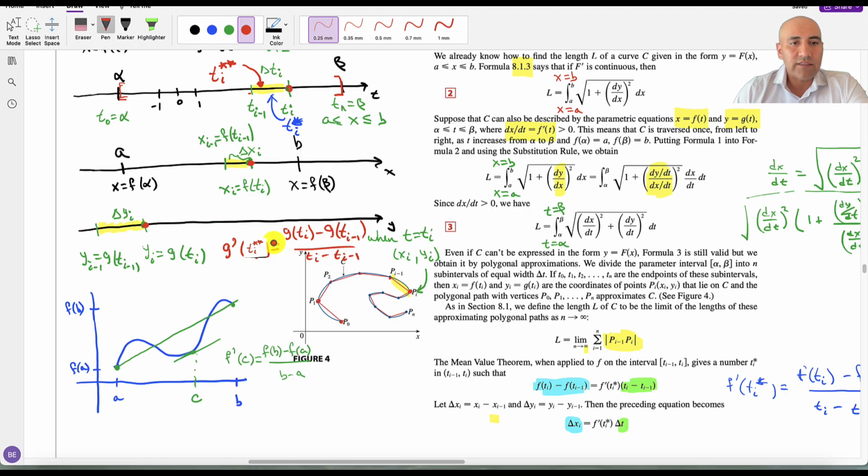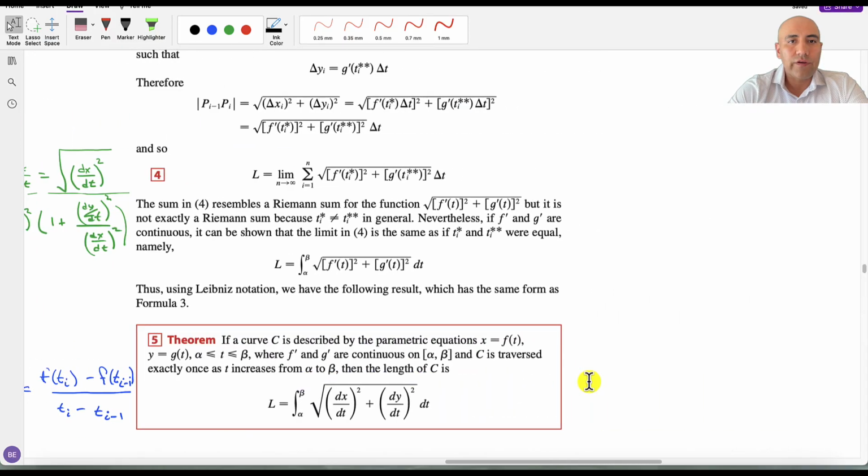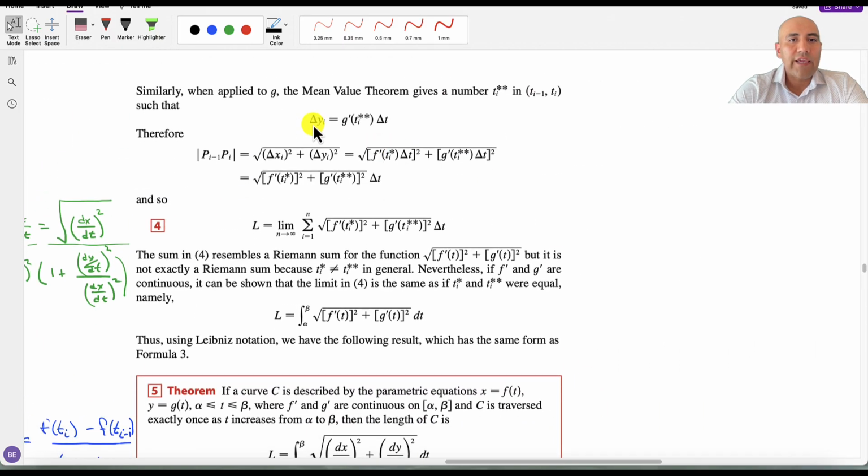Good, I know it's getting really messy here, so let's squeeze this over here. g prime of t sub i double star is equal to the change in y sub i divided by the change in t. And we already have this guy for the change in x, so we can bring them both together in this equation over here. So the change in y sub i equals g prime of t sub i double star delta t.